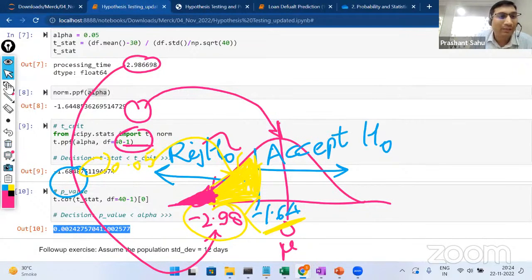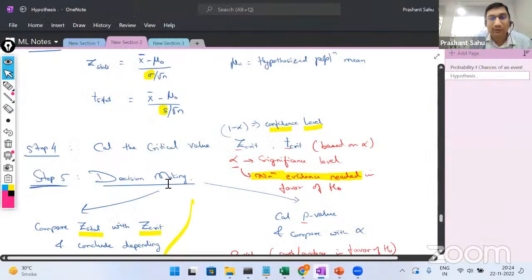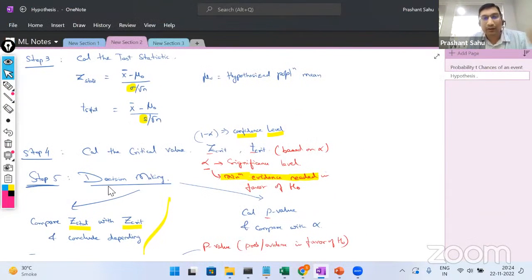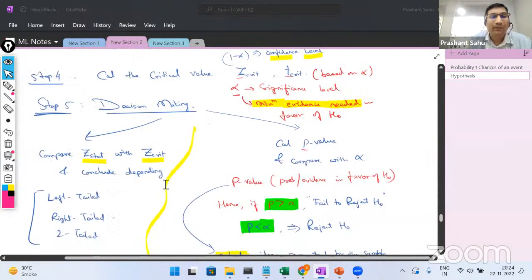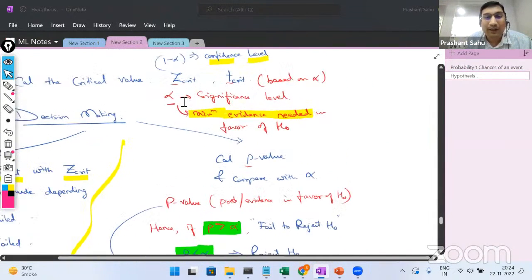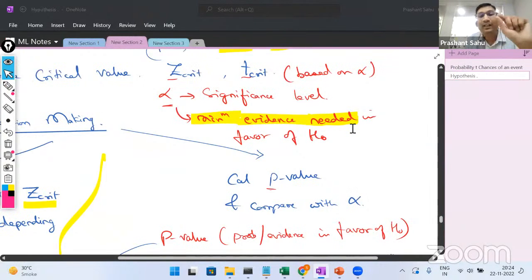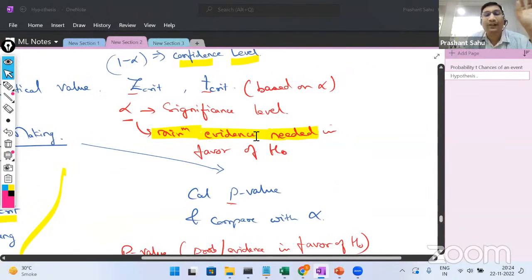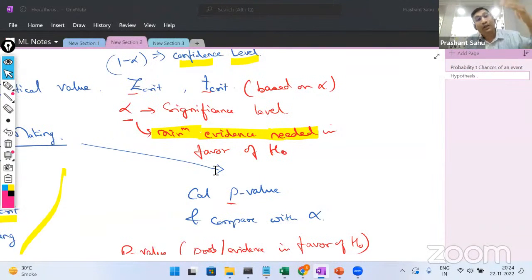Maybe I can clear this and show you once again. That will make it clear. Okay, so these are all steps mentioned in this. So if I go with that flow, what we did is you define the critical value, and the decision making will depend on whether it is a left tail test or right tail test. But in any case, alpha is your minimum evidence needed in the favor of null hypothesis. That's very clear. Okay, alpha is the minimum evidence. So how much evidence do I need? 5% evidence.